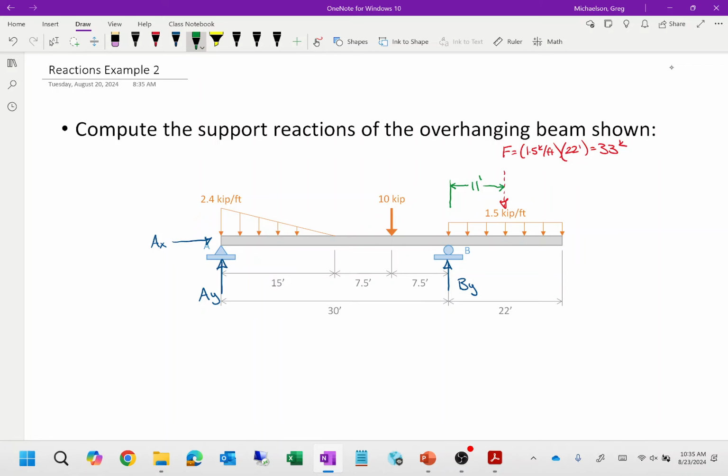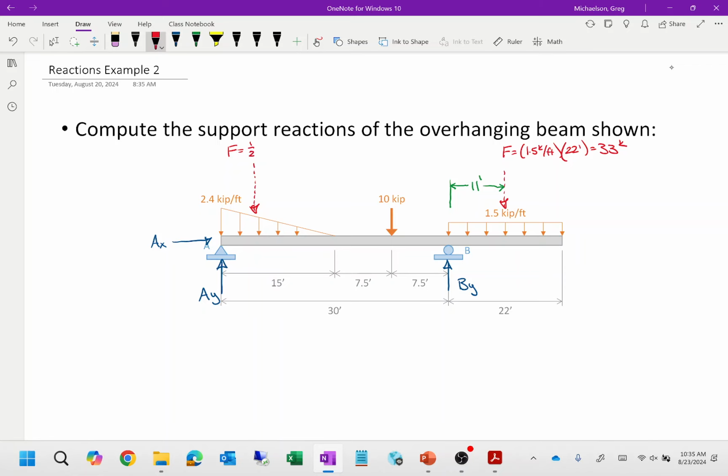What about the triangular load? Here is a load that linearly increases from 0 to 2.4 kips per foot over a distance of 15 feet. If I were to collapse that into a point load, how much force is that? Anybody got an answer for me? 18. That's 100% right, because the force is the area of that triangle.